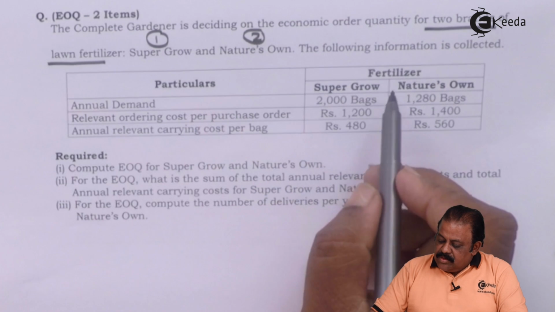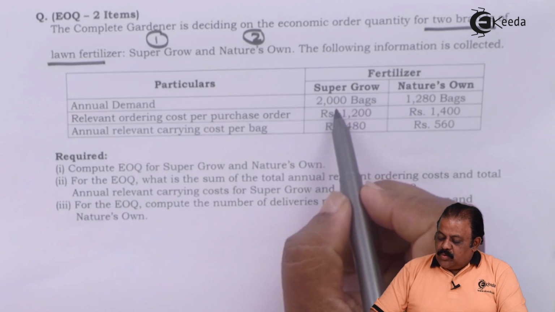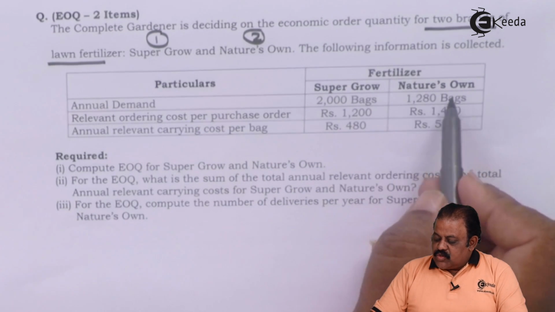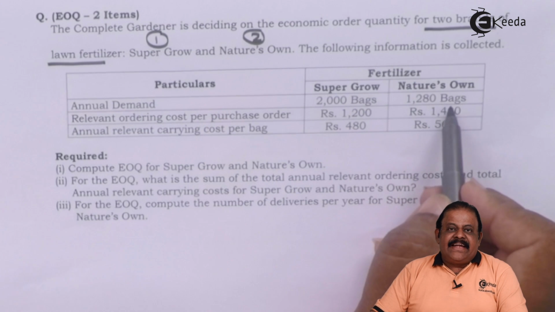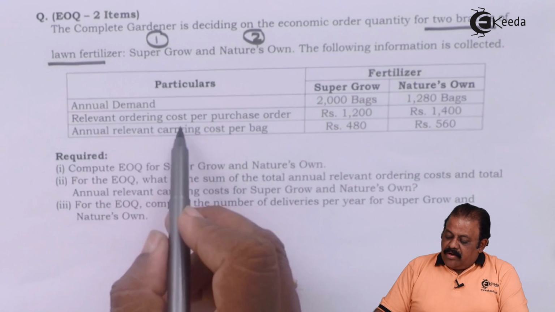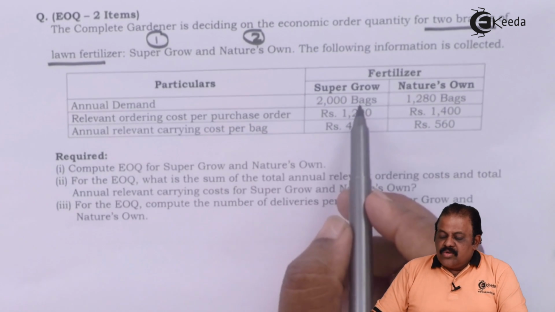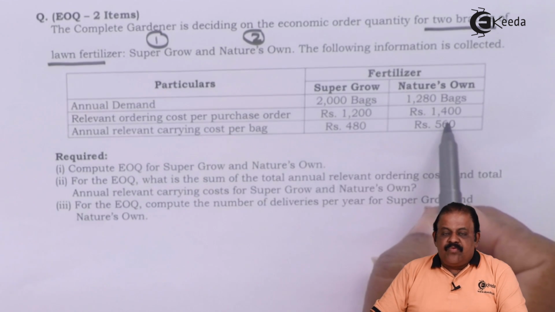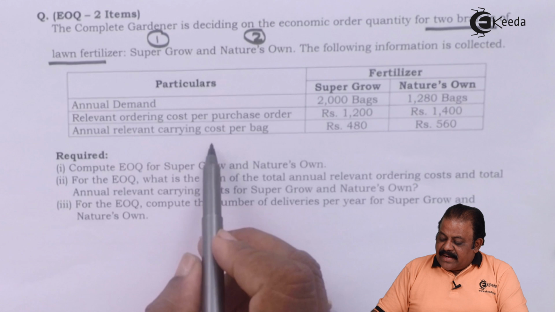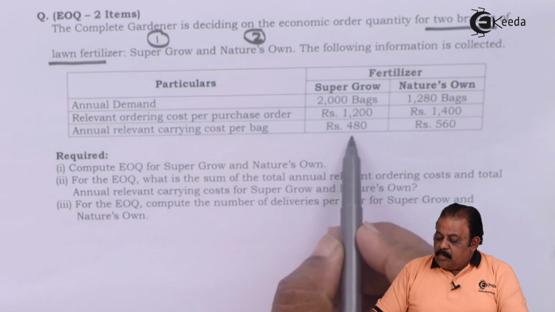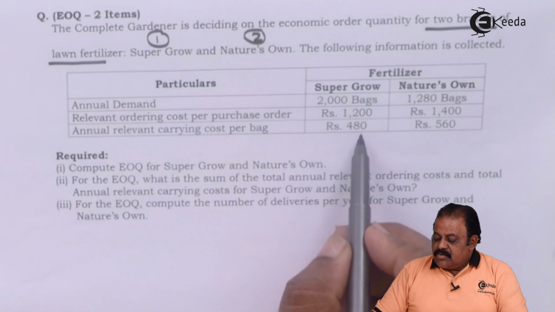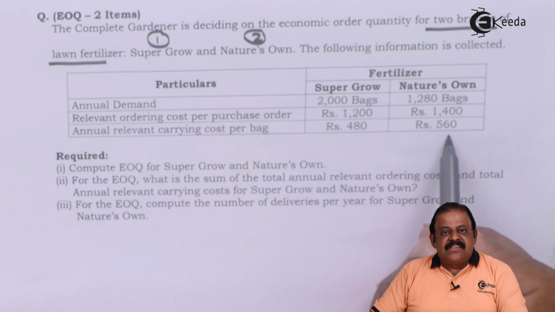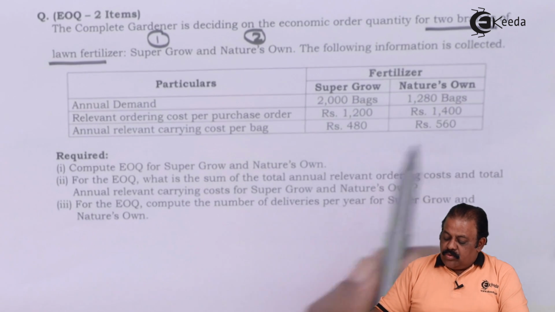Annual demand for fertilizer Super Grow 2000 bags, Nature's Own 1280 bags. Relevant ordering cost per purchase order Super Grow 1200, Nature's Own 1400. Annual relevant carrying cost per bag rupees 480, Super Grow; rupees 560, Nature's Own.